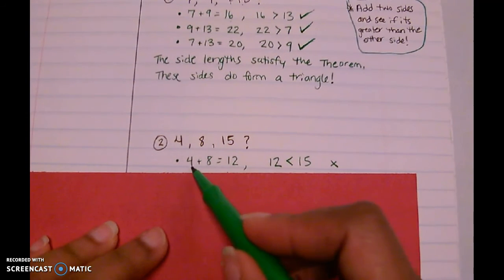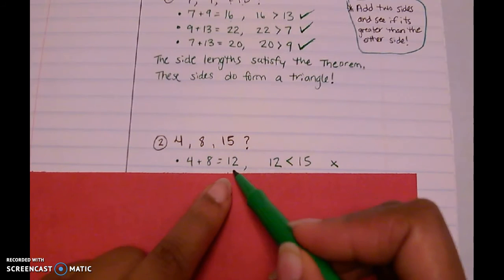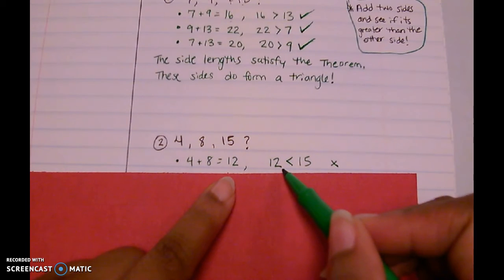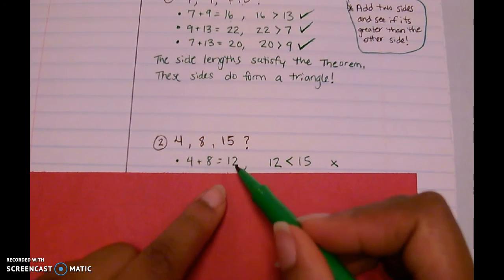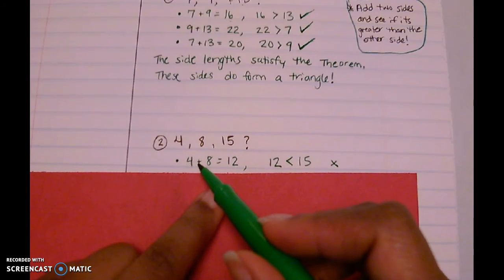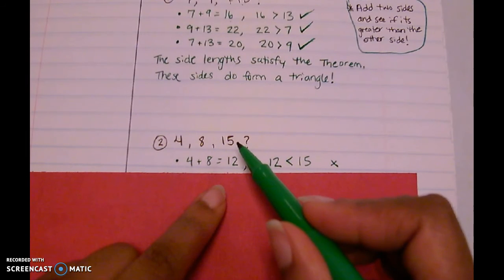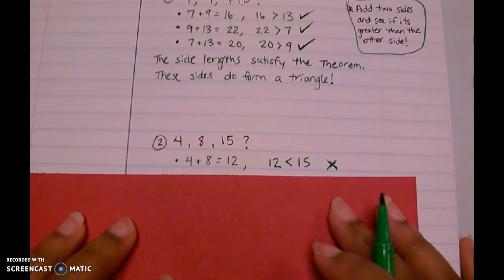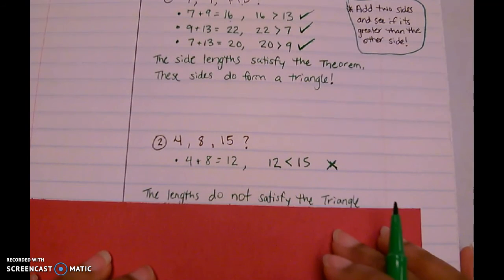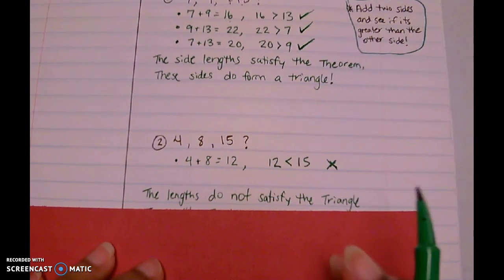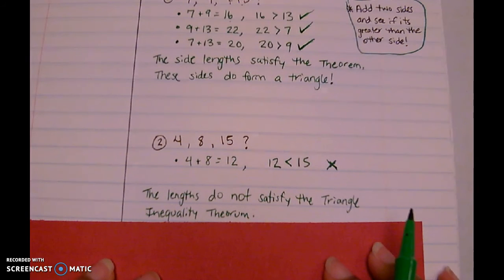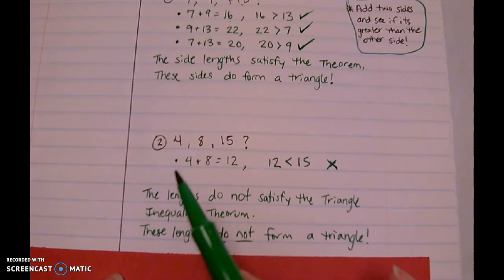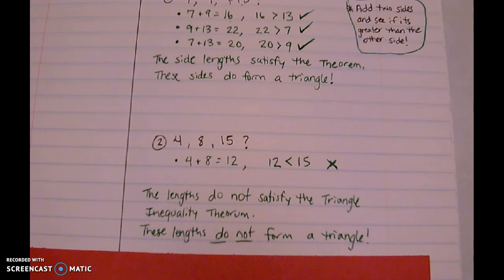So, if we add 4 plus 8, we get 12. But 12 is less than 15. Remember, we want whatever we add between two sides to always be greater than the side we didn't add. And since it's not, that means that we don't even have to go any further. We already know that the lengths do not satisfy the triangle inequality theorem, and therefore, these three lengths cannot form a triangle. Okay? So these are your two example problems.